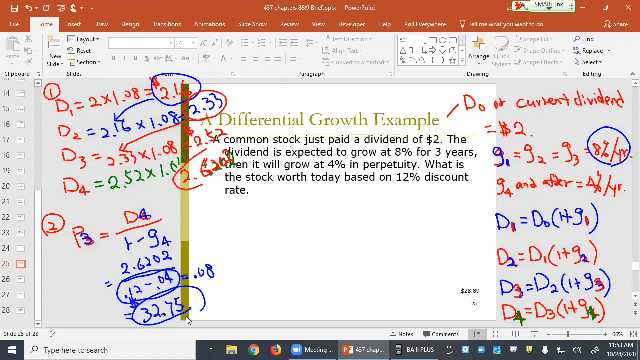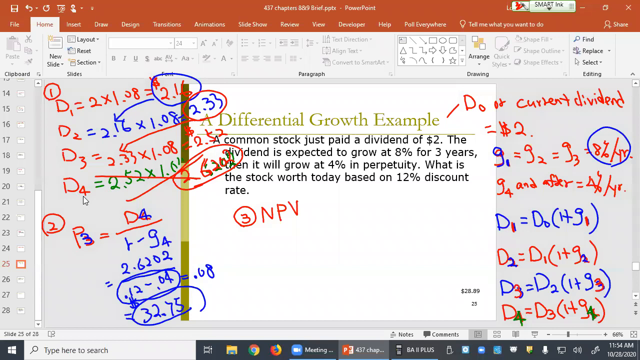Will we still receive D4? No, we will not. So the very last dividend found in step 1 is not a relevant cash flow when we have to find the net present value in step 3. Okay. So why did we waste any time in step 1 to find the D4?